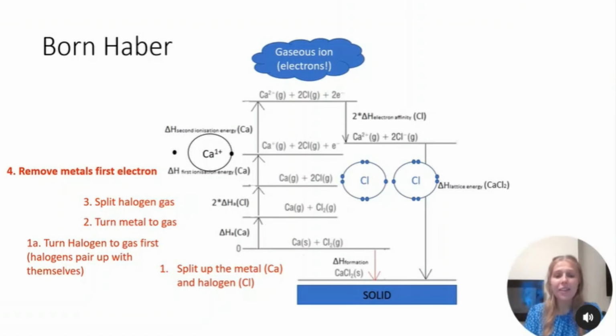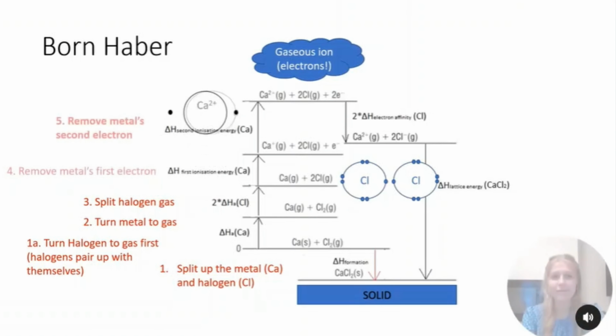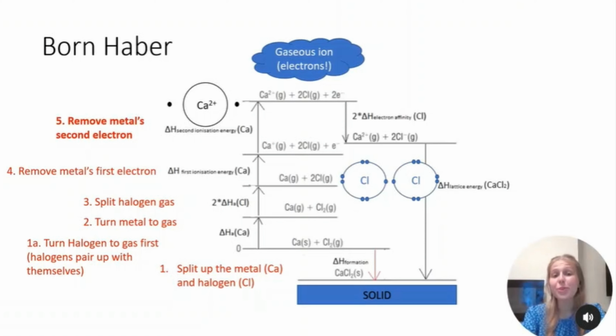Now is the enthalpy change of the first ionization energy, and ionization energy is just a fancy way to say removing the first electron. So first ionization energy, first removal of electron from the metal. When we remove an electron, we're then left with a plus charge. We then remove the metal's second electron, and so the calcium is left with a 2 plus charge, and this is called the second ionization energy, the enthalpy change of the second ionization energy.